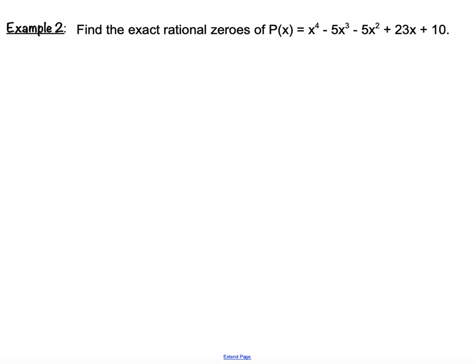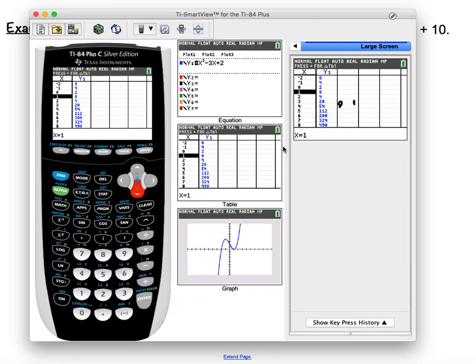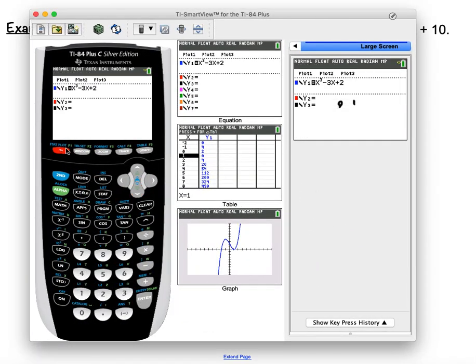All right, so then let's look at this next example here. In this example, we have to find these zeros. So let's go ahead and check on our graphing calculator if any of those appear. So I'm going to my y equals, and I'm going to plug in my function here.